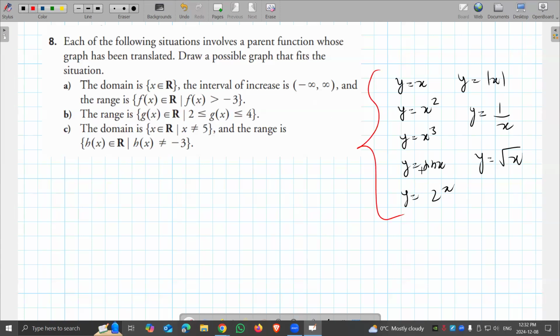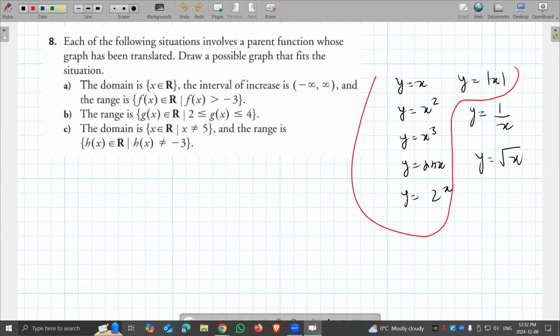All of these are in. This is also in. So the only ones that are not in are the last two. It has an interval of increase of negative infinity to positive infinity, so it's only increasing, okay? It's only increasing, and the y value in the range is exclusive. The -3 is not inclusive.